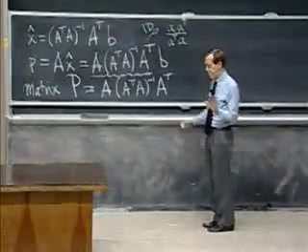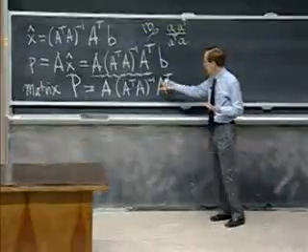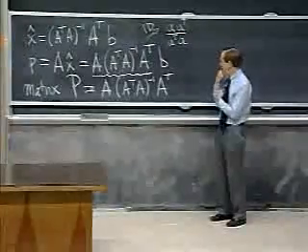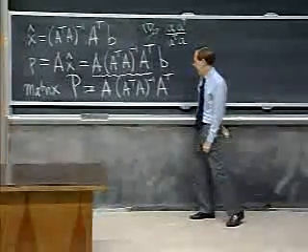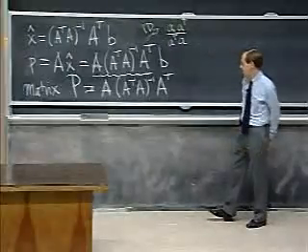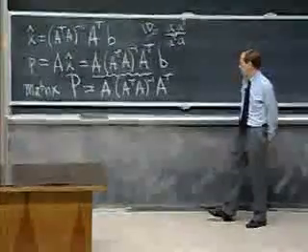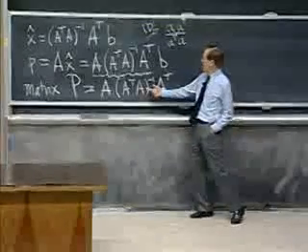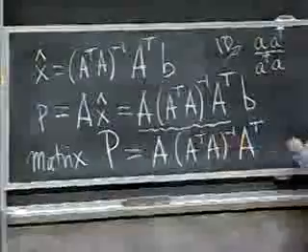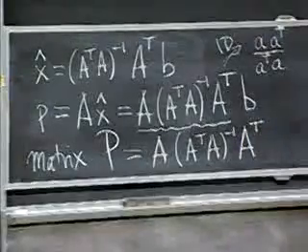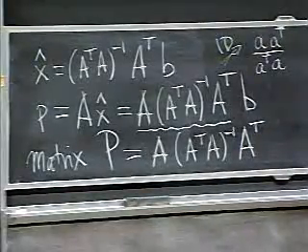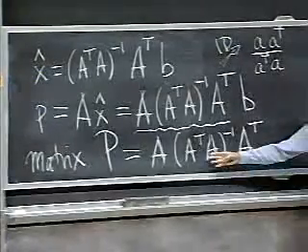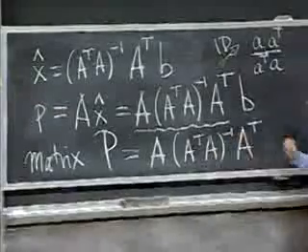Now, if you'll bear with me, I'll think about what I've done. I've got this formula. The first thing that occurs to me is something bad. Look, why don't I just, here's a product of two matrices and I want its inverse. Why don't I just use the formula I know for the inverse of a product and say, okay, that's A inverse times A transpose inverse.